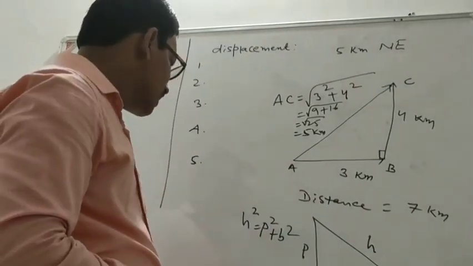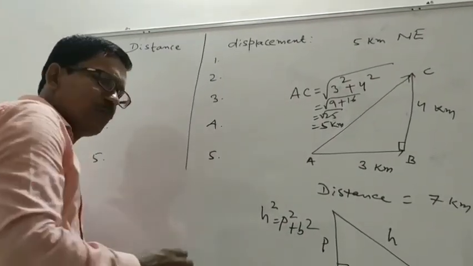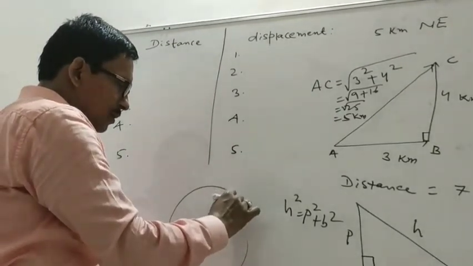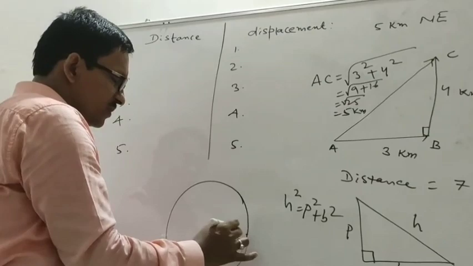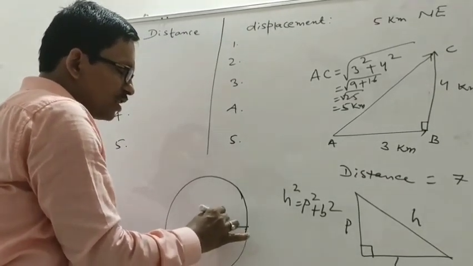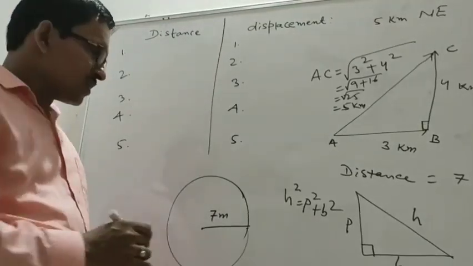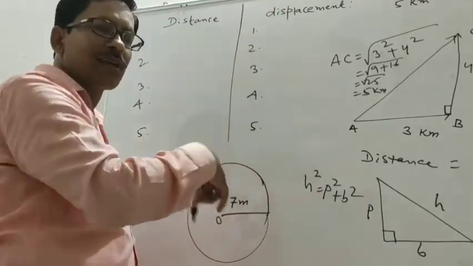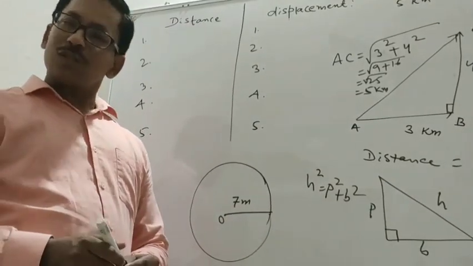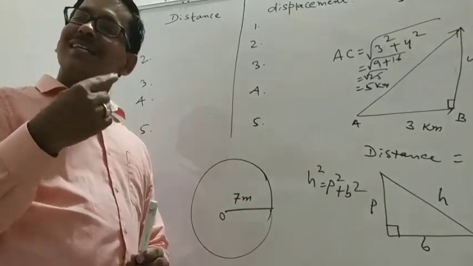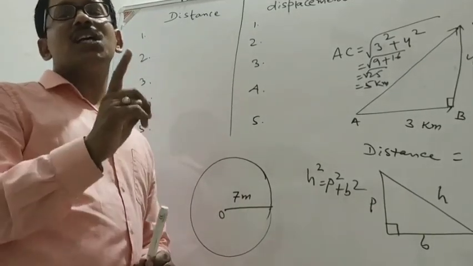Another question. Suppose a body is moving in a circular path of radius 7 meter. O is the center of the circular path. The body is moving in a circular path. And the question is, what is the distance covered and displacement in one complete round?